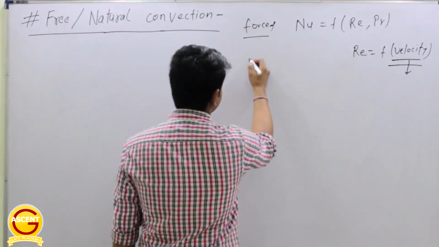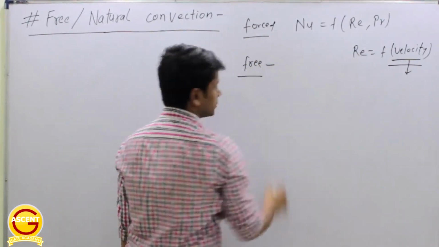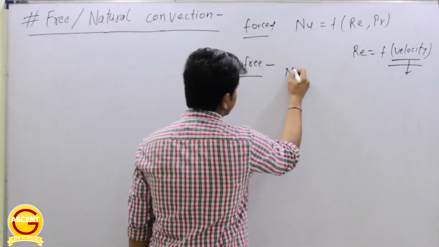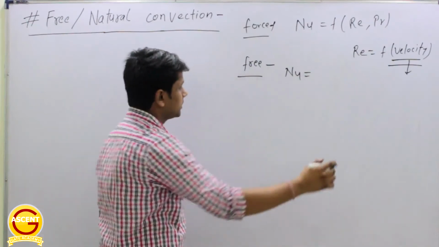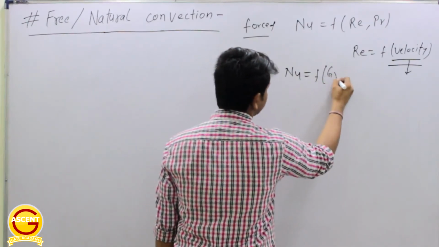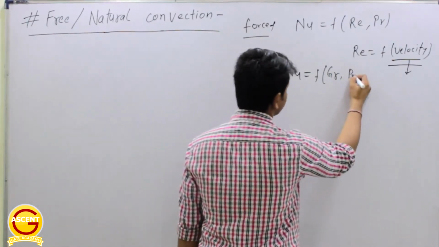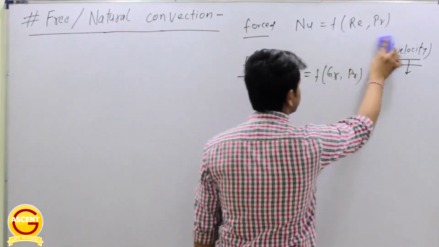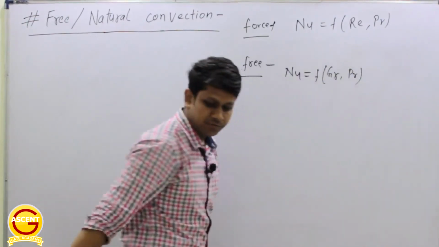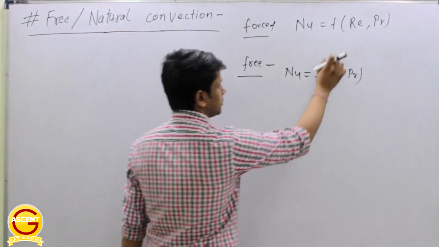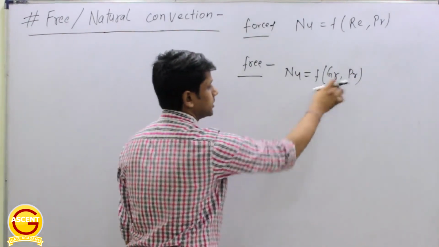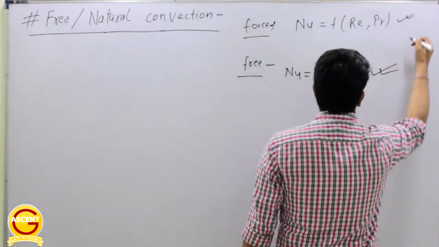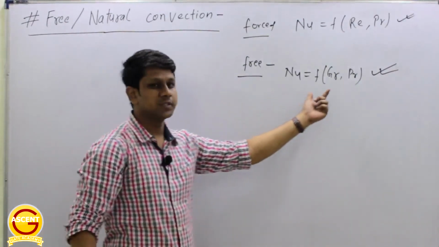But in free convection, as we are not forcing the fluid, we don't consider the velocity, and that's why the Nusselt number is not a function of Reynolds number, but it is a function of Grashof number Gr and Prandtl number. Right? So this can be asked as an objective question for 1 mark: in free convection, Nusselt number is a function of which two numbers? Reynolds number and Prandtl number, or Grashof number and Prandtl number? So the correct option will be Grashof number and Prandtl number. Right? So we will now see the equation of this Grashof number.